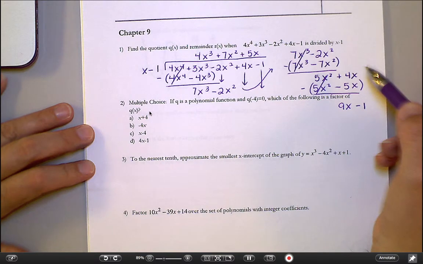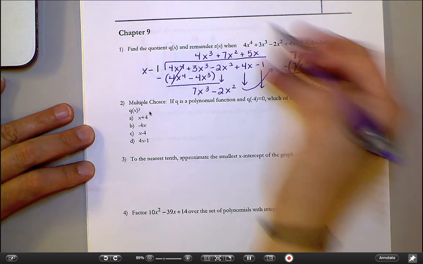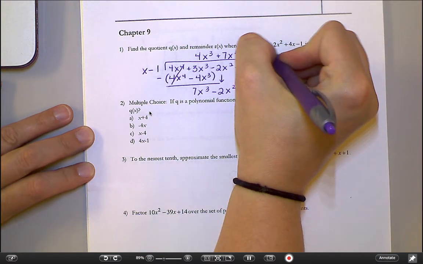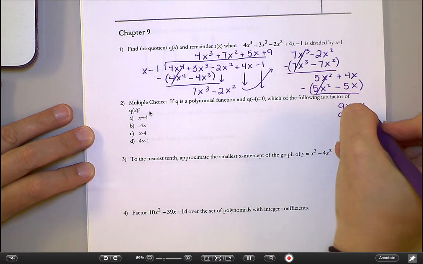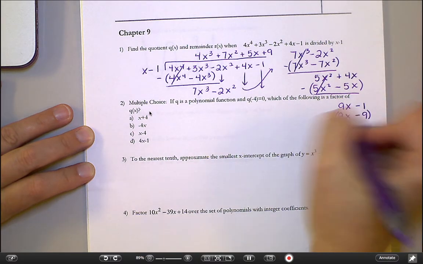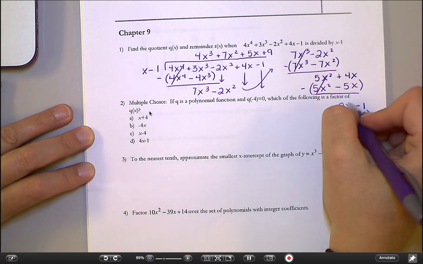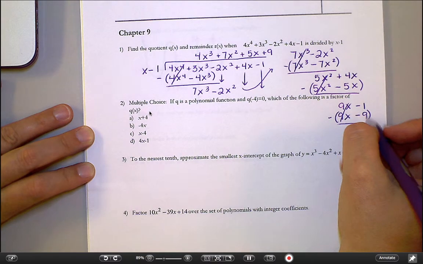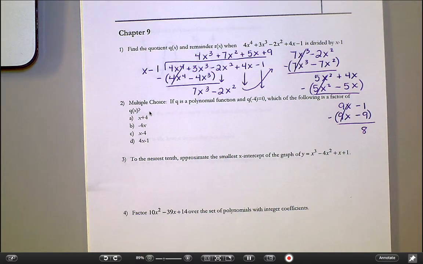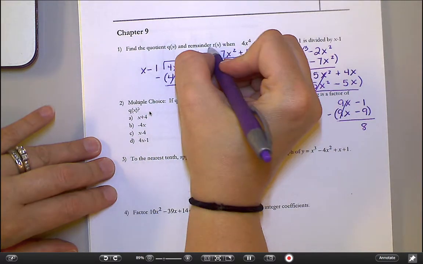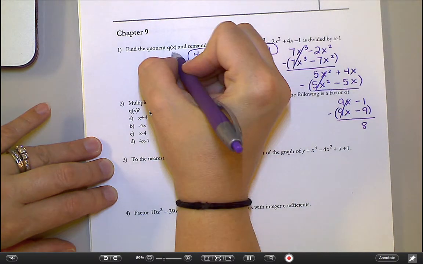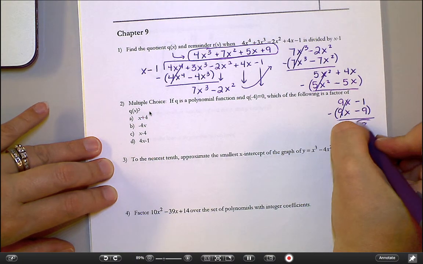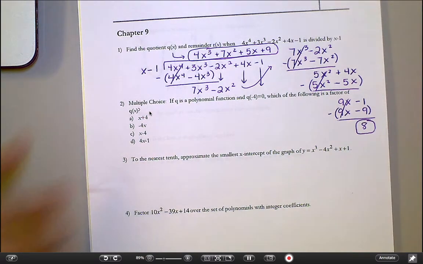Okay, and then I'm saying to myself, x times what makes 9x? That would be 9. And that's going to be 9x minus 9. Subtract. Negative 1 minus negative 9 is really like negative 1 plus 9, which is positive 8. So I would say that this is my quotient up here, okay? And this is my remainder down here, okay?